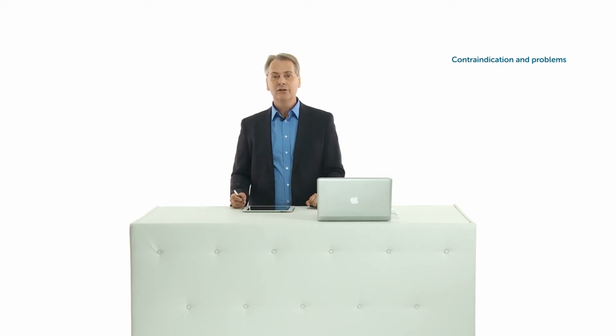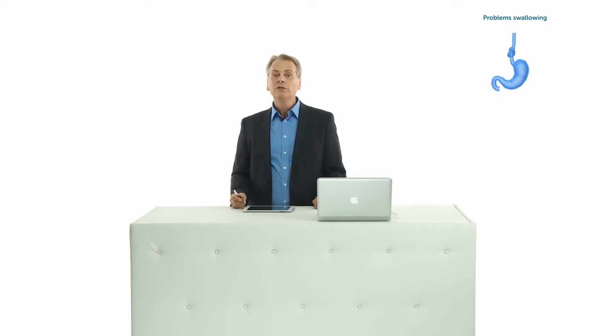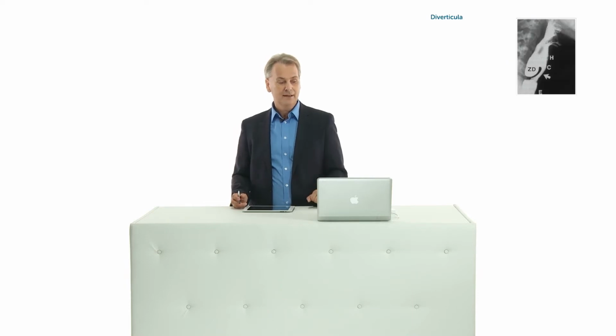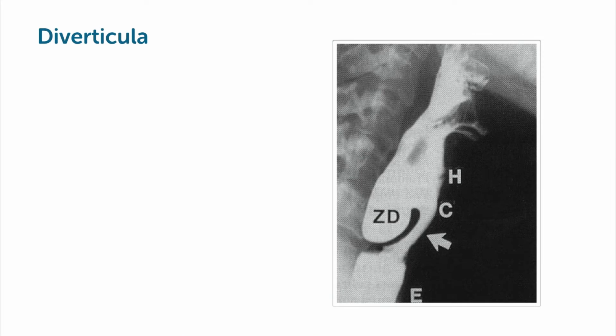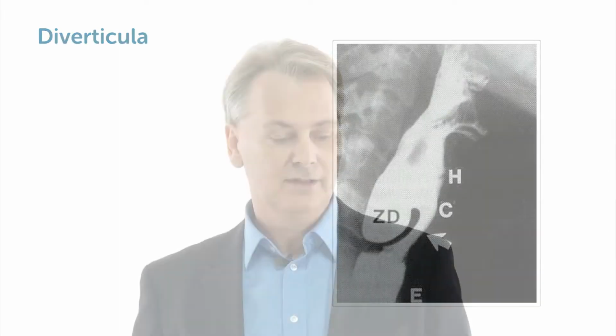And there are several contraindications and problems that you can run into if you perform a TEE. Don't perform a TEE in patients who have a swallowing disorder which has not been clearly evaluated for its reason. Why? Because you can run into this. This is a diverticulum, and imagine you push the probe down into this diverticulum and you try to reach the stomach or lower parts of the esophagus. This is probably one of the most frequent causes of a perforation of the esophagus.